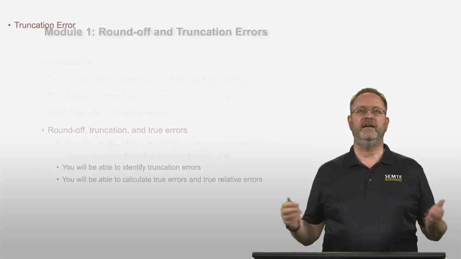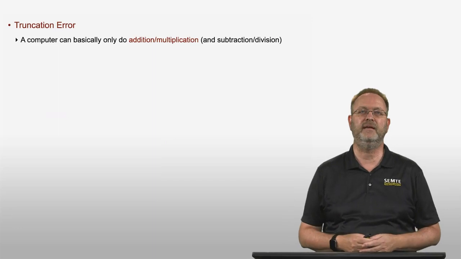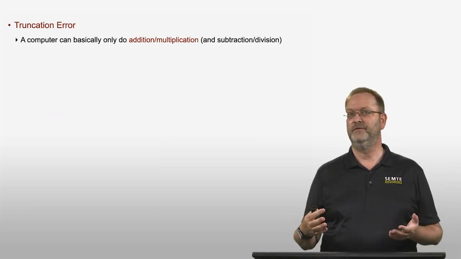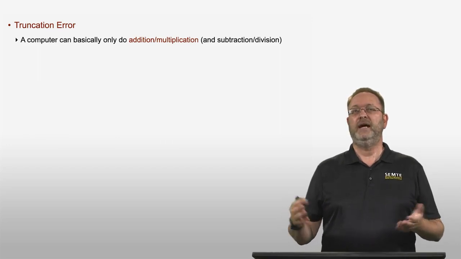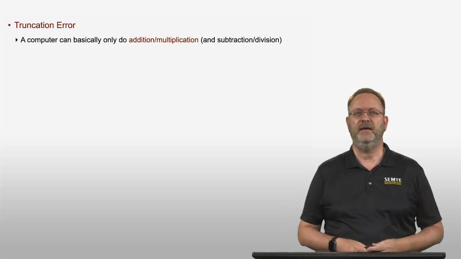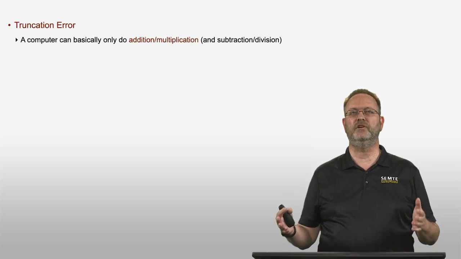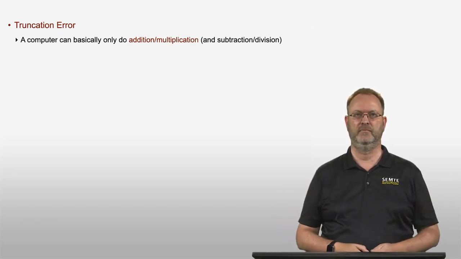So what are truncation errors? Well, truncation errors stem from the fact that computers basically can only do addition and by extension multiplication. Now, subtraction and division can be expressed as addition and multiplication as well. So let's just say for general purposes that a computer can only do addition, multiplication, subtraction, and division.